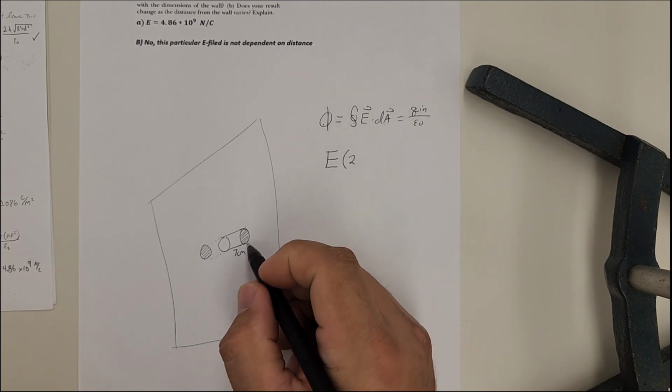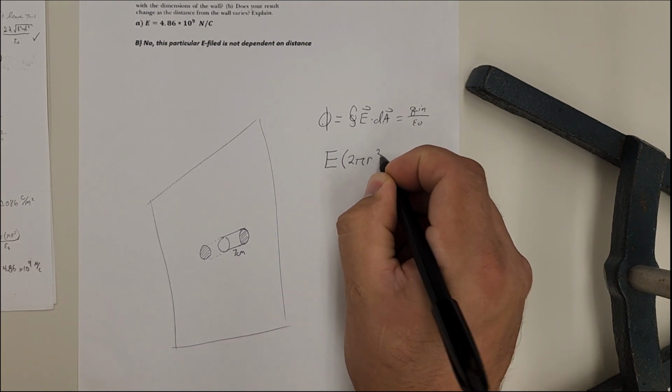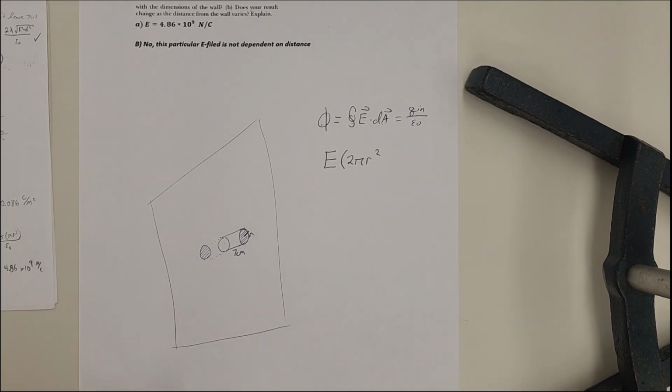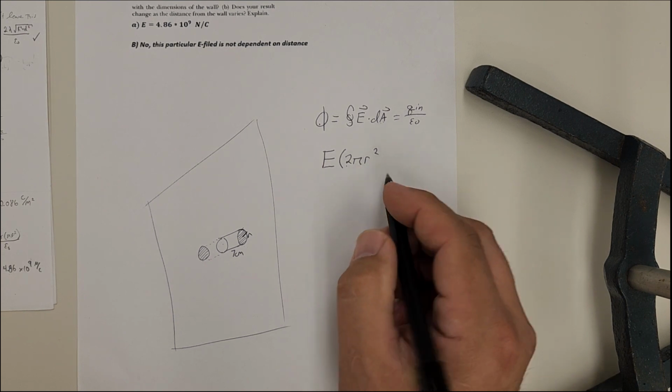So this will be 2 pi r squared, whatever we chose for a radius of our circle. 2 pi r squared, because there's 2 of them, and the area of each one is pi r squared.